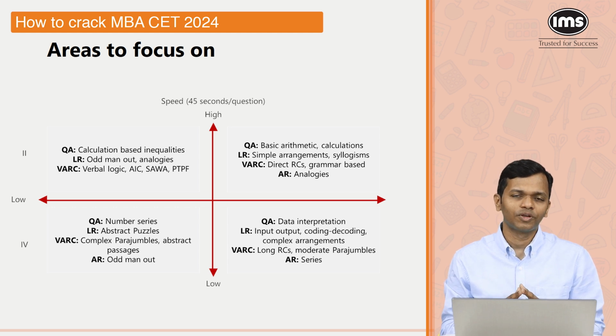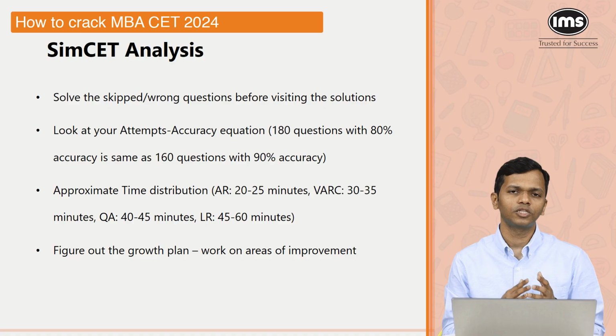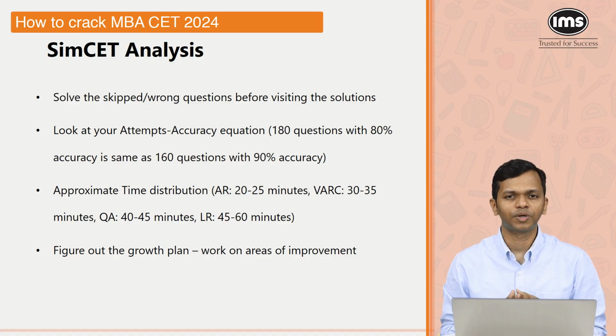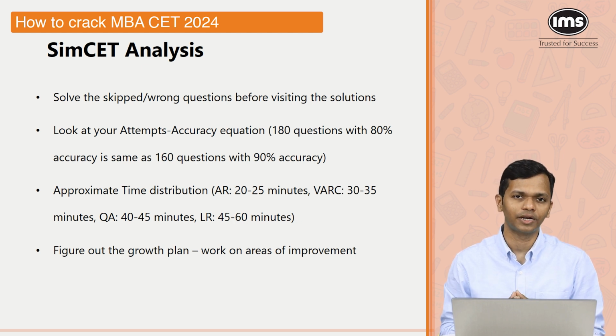So while you're solving questions, when you're practicing at home, figure out if whatever you're solving, is it a high scoring area or not? Is it something that will give you high accuracy, or is it something that will give you high speed? And basis that, while you're solving, make an estimate as to where you should be spending more effort. Now let's talk about SimCET analysis, because this is going to be the most important area and the one that will create a lot of differentiation between two candidates.